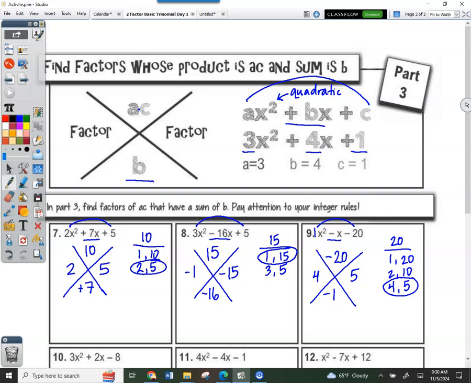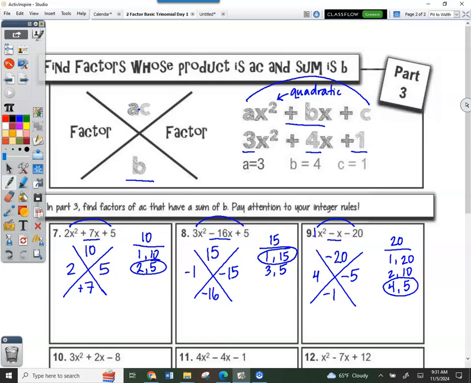The sign of the sum down here is always the sign of the larger number. So watch when I make that 5 negative. Now ask yourself, does 4 times negative 5 give me negative 20? Yes. Scan your eyes across. 4 minus 5. Does that give you negative 1? Yes. Then winner, winner.